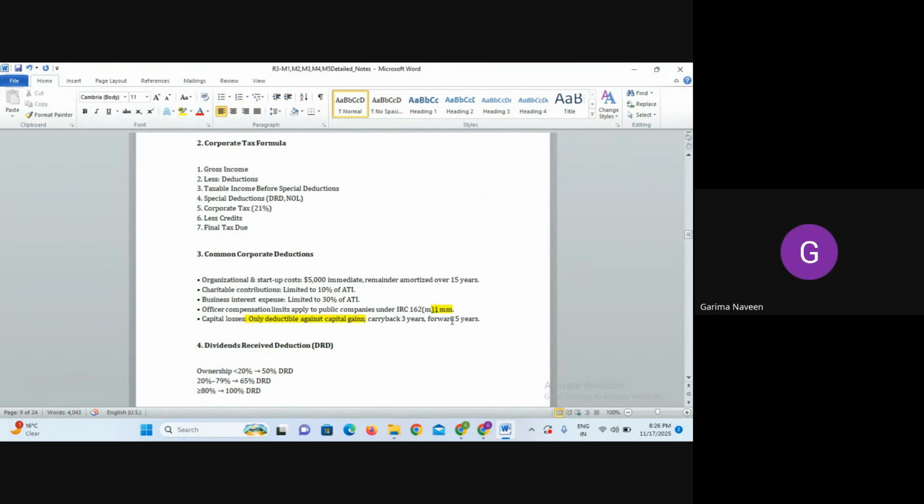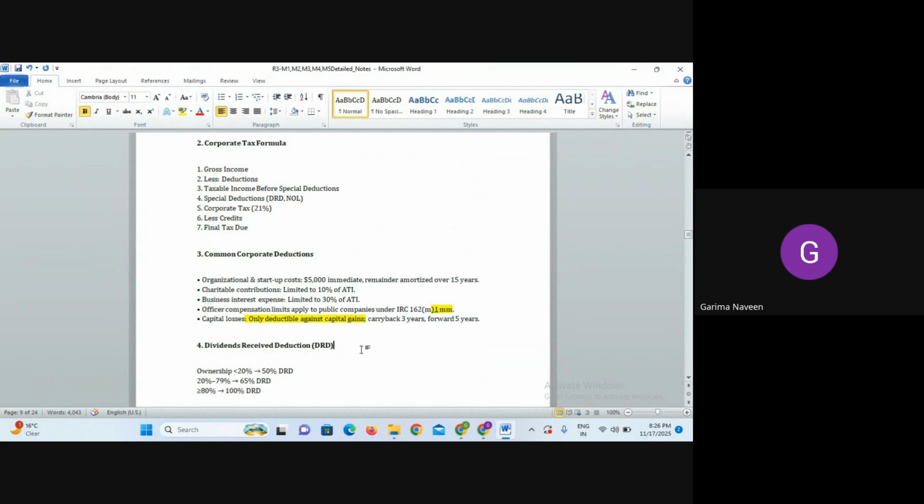Okay, so next is our dividend received deduction. It is an important topic, and they have asked certain kinds of questions on this topic also. So dividend received deduction is basically given to the C corporation to avoid triple taxation. How's triple taxation? For example, a company is earning certain dividend from another company.